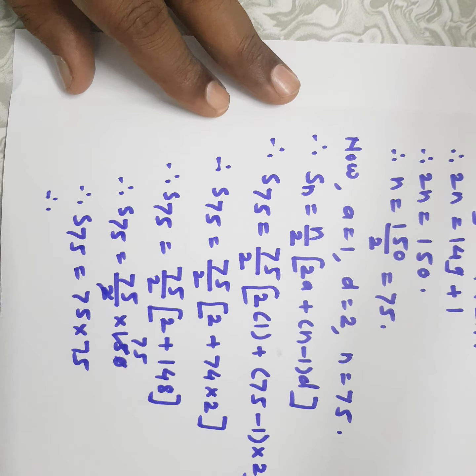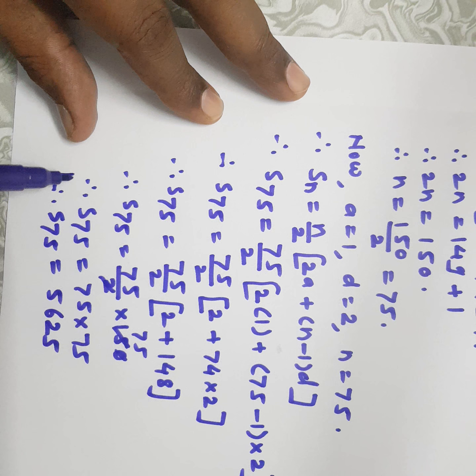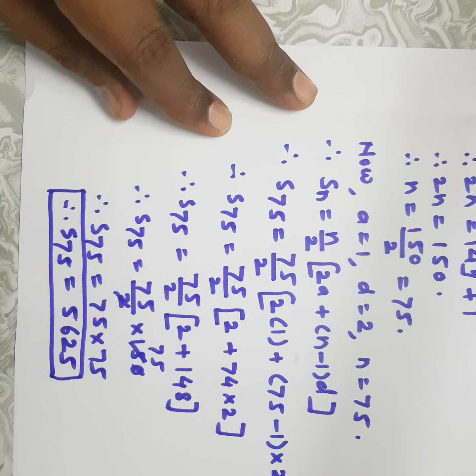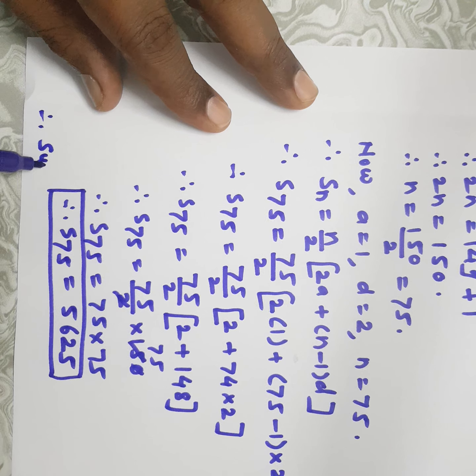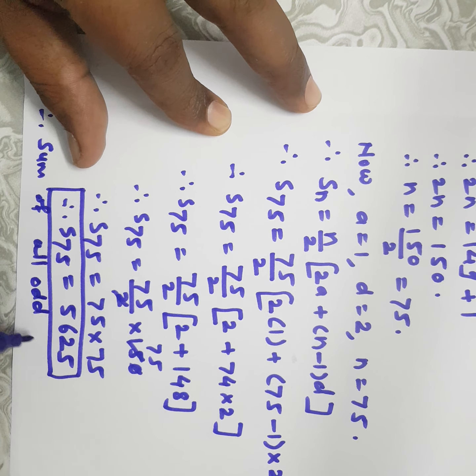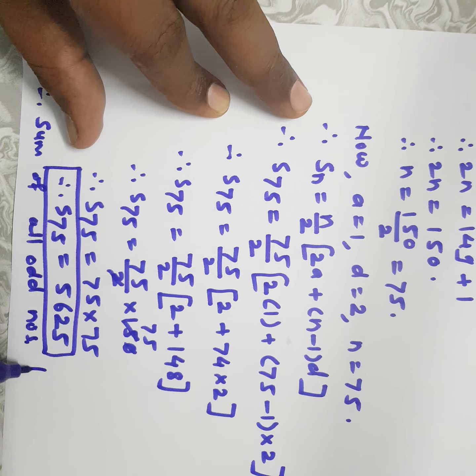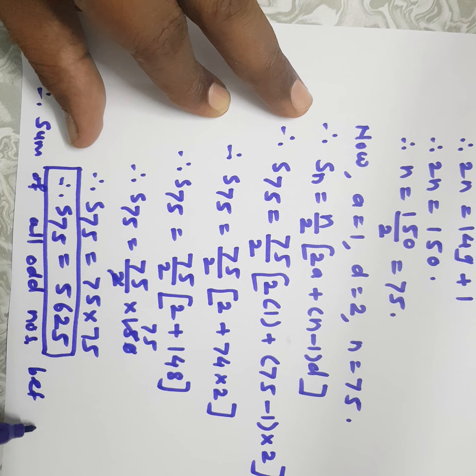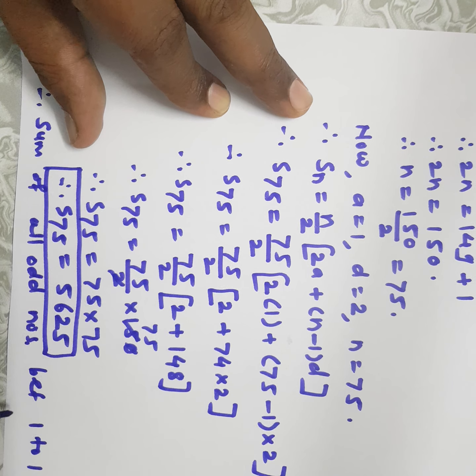5625. Therefore the sum of all odd numbers between 1 to 150 is 5625.